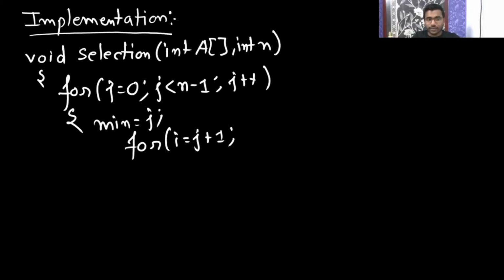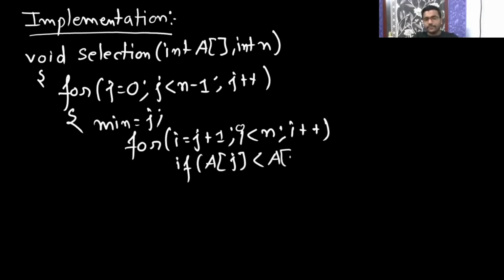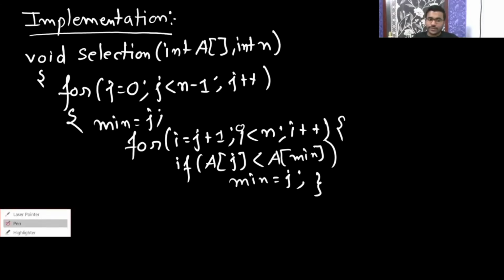We have seen that code. I have shown you in the beginning only. i will go till n, incrementing with i plus plus, and it will check if a of i is smaller than a of min, then min is going to be i. Okay, so this loop is starting and it closes here. If you do not give parenthesis here, it will still be a correct code.